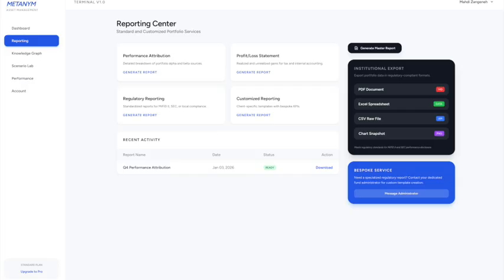Turning to one of these standard functions now, you see here that we have our default reporting center. This is very important for institutional investors to show not only that they're achieving the right outcomes, but they are going about achieving those right outcomes in the right way. We have the ability of providing a variety of customized reporting across multiple jurisdictions.